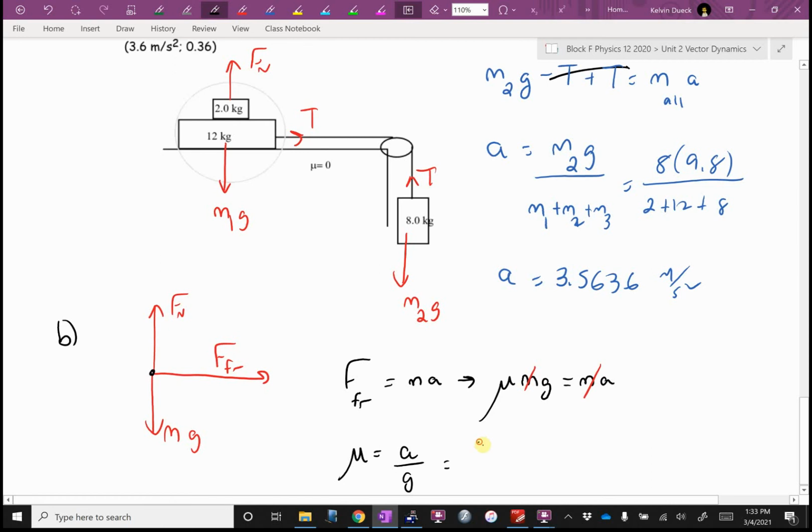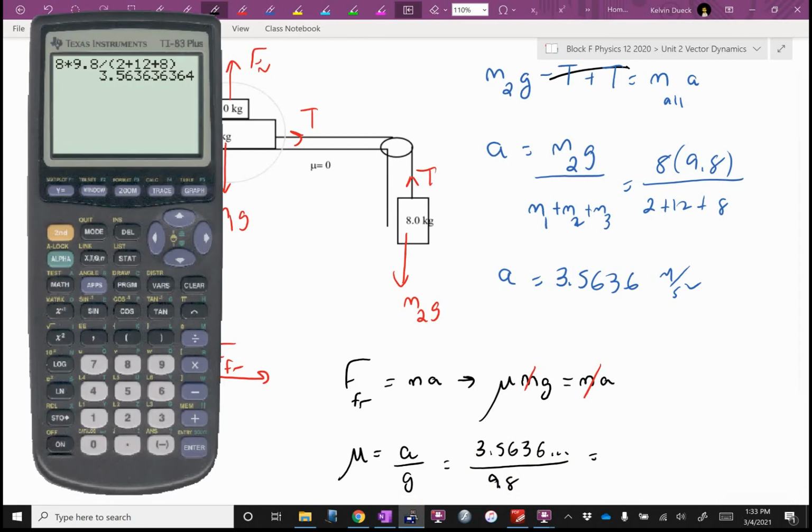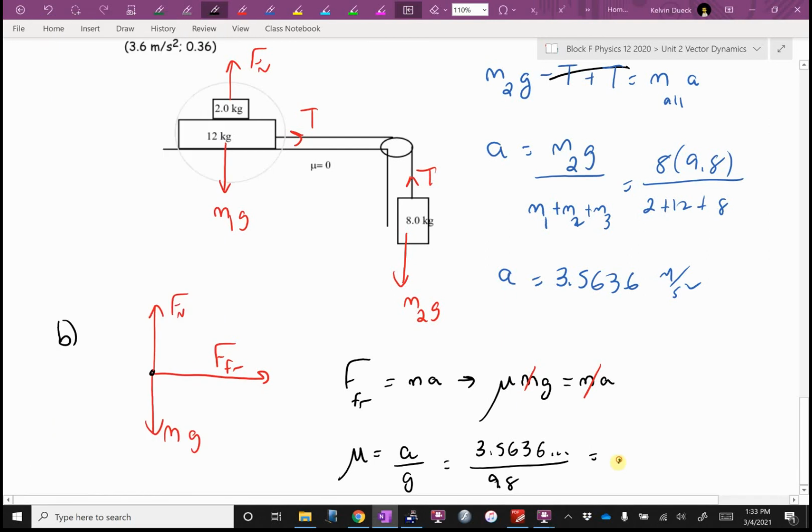It's going to be 3.5636, but I'm going to use my answer button, divided by 9.8. And I get 0.36 repeating. Units: mu, the coefficient of friction, has no units. It is a unitless or dimensionless quantity.